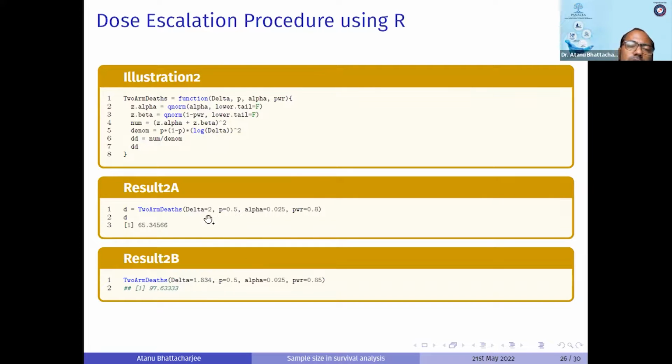Another way: if you reduce the delta value, with other things mostly the same, only increasing the power from 80 to 85, but alpha and p value the same, we shift from delta 2 to delta 1.83. So we narrow down the difference between two groups. Once you narrow down the difference, our sample size increases from 65 or 66 to 98. The principle is the same: if you narrow down the difference between two groups, obviously your sample size is going to be higher.